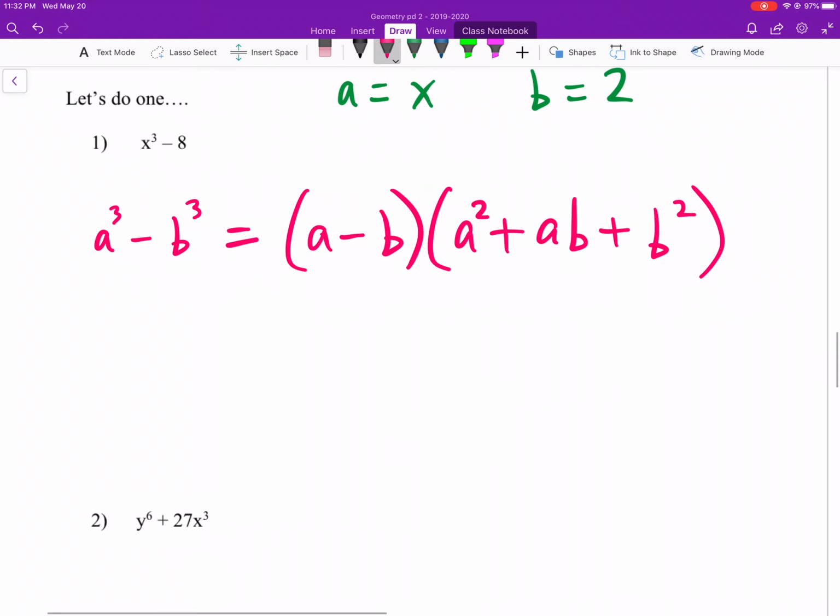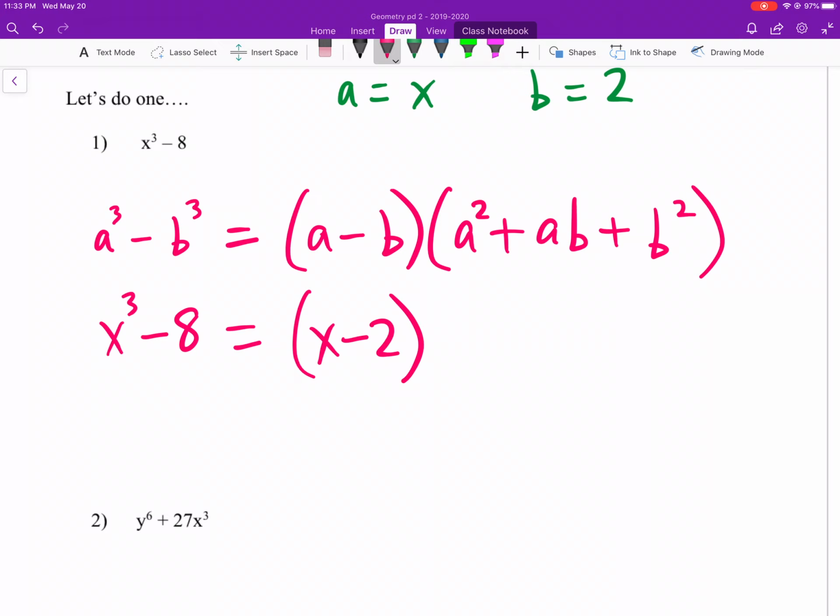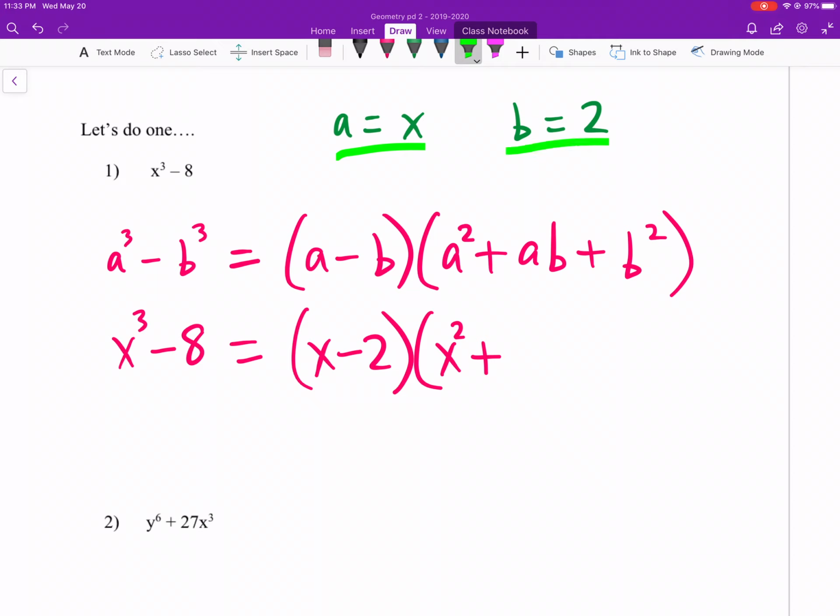So, let's take a look. Let's substitute now. Our factored form for x cubed minus 8 is equal to a minus b. So a, we said, was x. b is 2, so x minus 2, times a squared, so that's x squared, plus a times b, which is x times 2. I keep referring to a and b.